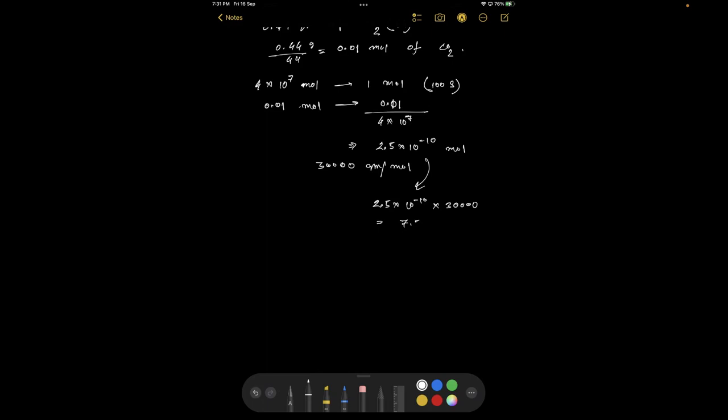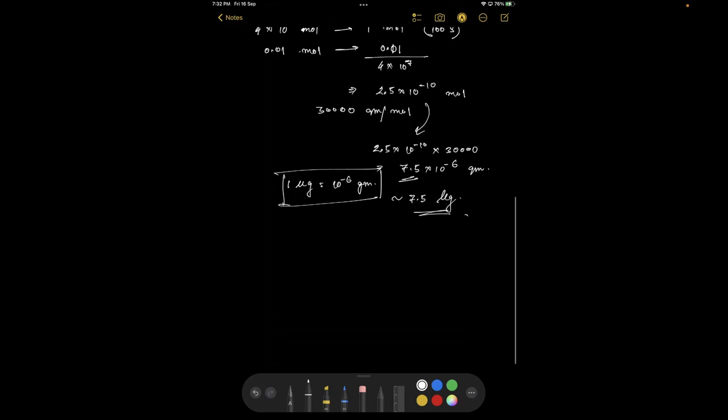Which is 7.5 times 10 to the power minus 6 gram, right? Now in microgram unit, 1 microgram equals 10 to the power minus 6 gram. So the minimum amount of enzyme required is 7.5 microgram. So the answer is 7.5 microgram.